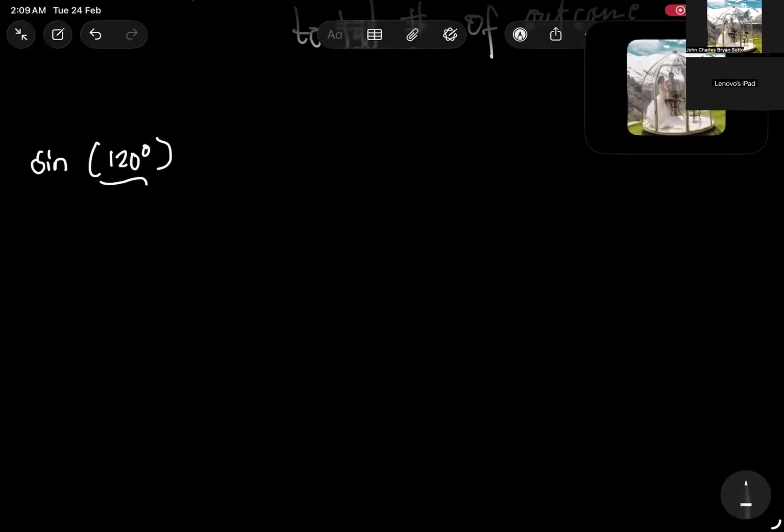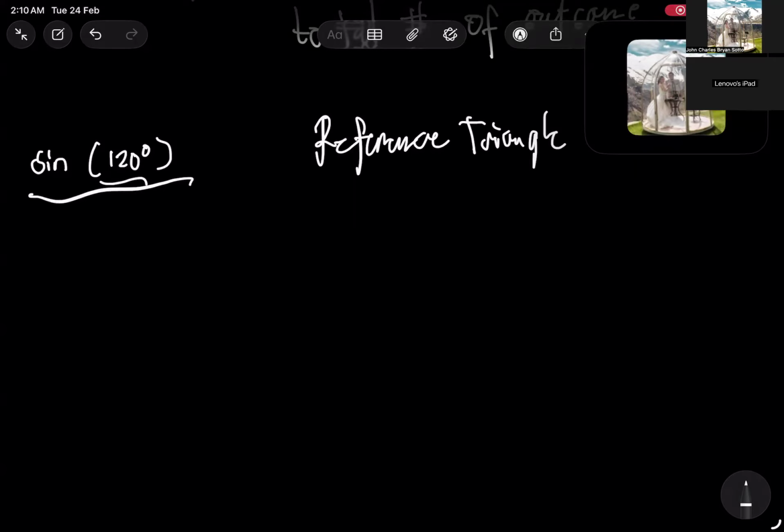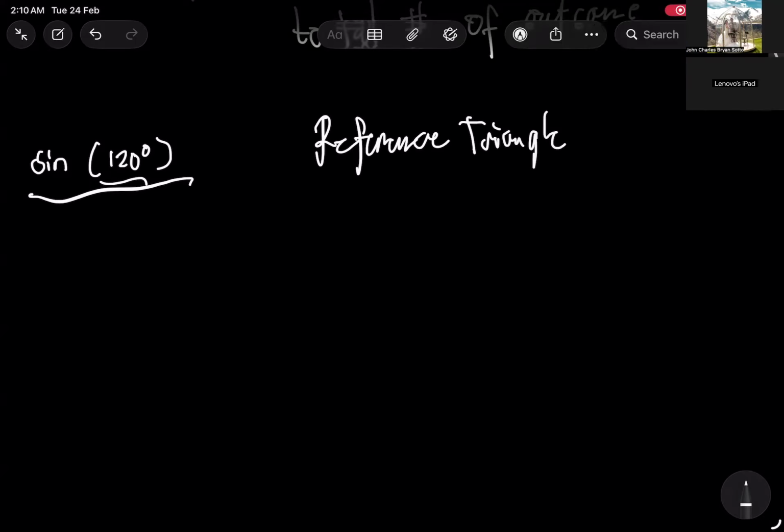Okay, so for today's lesson, what we'll be doing is we'll be studying the reference triangle. We will try to solve this trigonometric function using the reference triangle. Pagsasama-samahin natin yung mga bagay na natutunan natin from the reference angle to the special triangle, in order for us to solve this without using a calculator. So, let's try to solve sine 120.